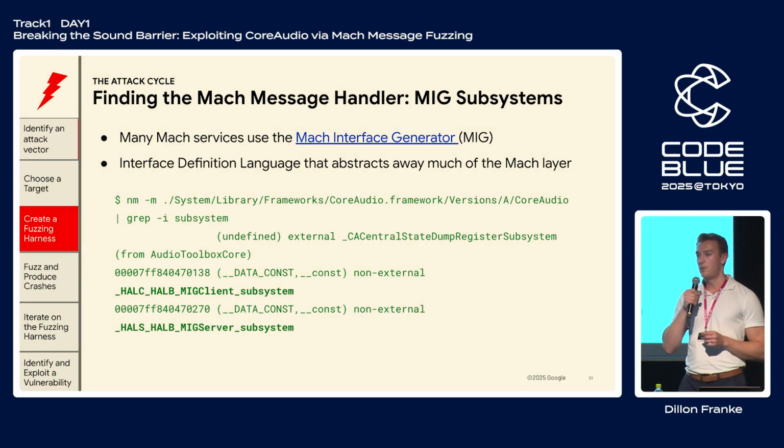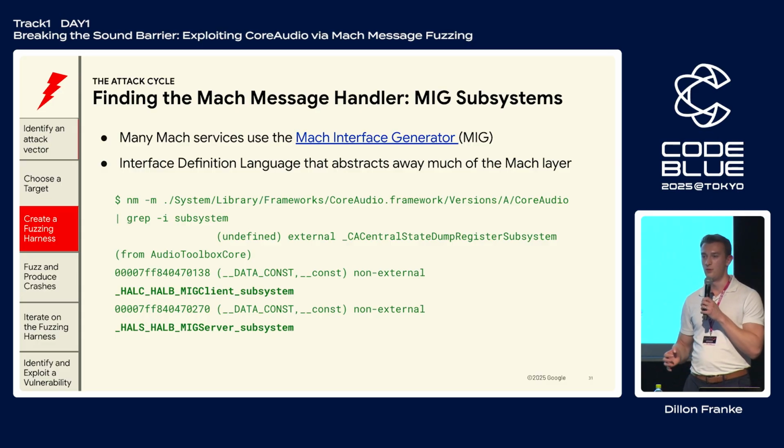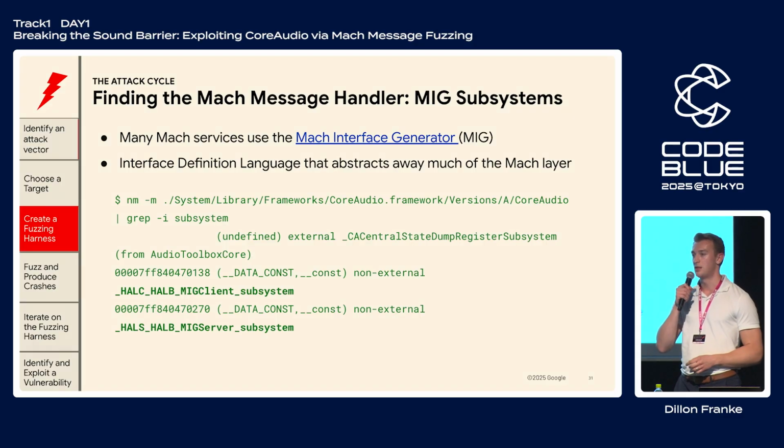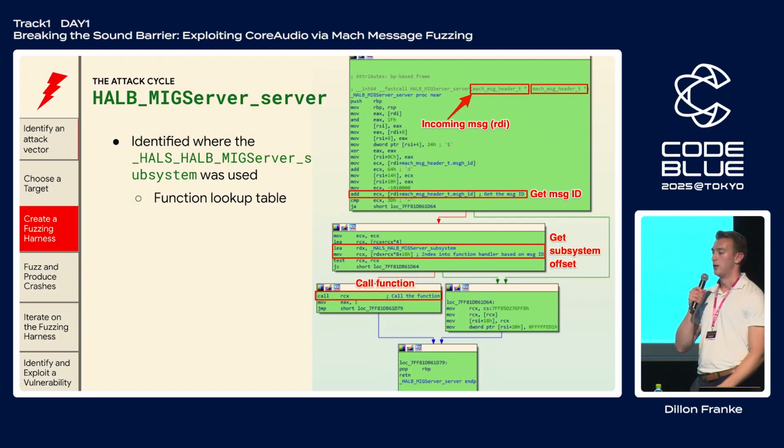To do this, we need to know a little bit about MIG subsystems. Many Mach services use the Mach interface generator, or MIG. This is an interface definition language, and it's useful for developers because it abstracts away a lot of the Mach layer, which is very low level and a bit cumbersome, and makes it much easier to write client-server code. It's pretty easy to grep for these symbols. As you can see here, I'm just grepping for subsystem after dumping the symbols from CoreAudio, and you can see there's both a MIG client and a MIG server. So here, we care about the MIG server.